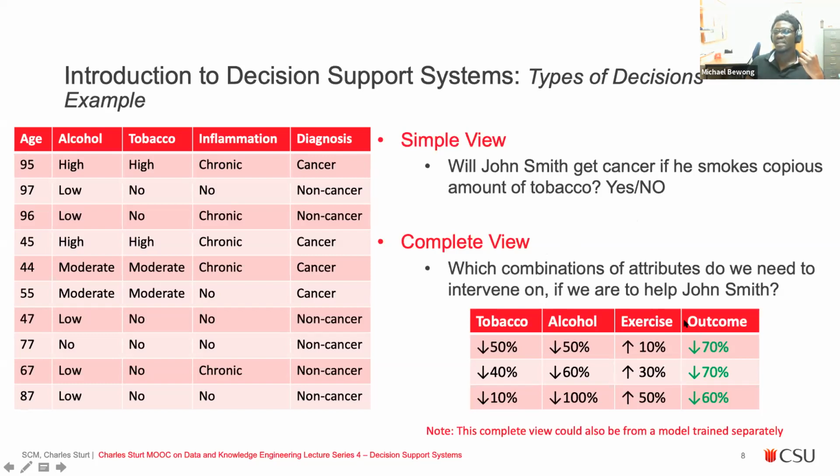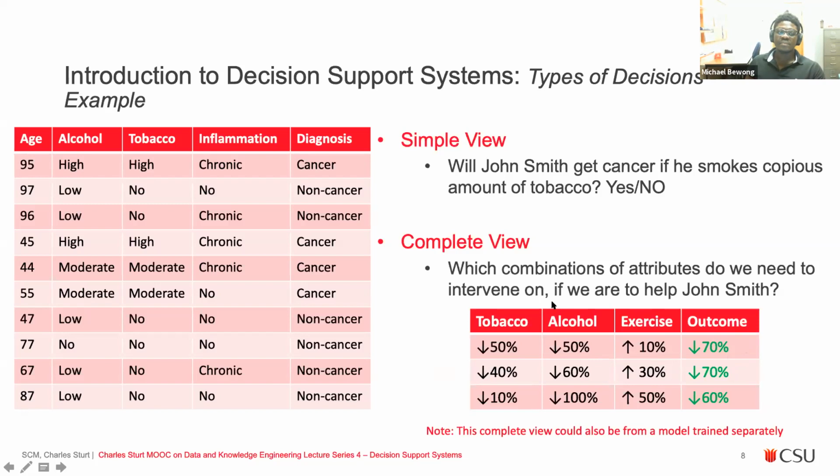So in this case, if the outcome is the diagnosis of cancer, then one choice option would be a 50% reduction in tobacco, 50% reduction in alcohol, and a 10% increase in exercise, which will result in a 70% reduction in the outcome. Now, another option may also similarly result in a 70% reduction. So at the end of the day, we have options, and the decision maker can choose the option that best suits. John Smith might say, well, I'm not a fan of exercise, so I'll go with the second option because it has the same outcome as the first. So these are the types of decisions that we generally require decision support systems to help us make.